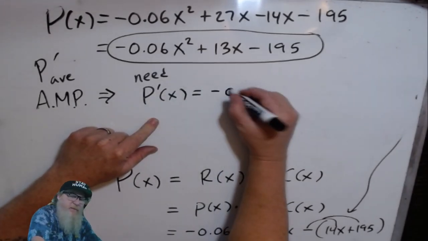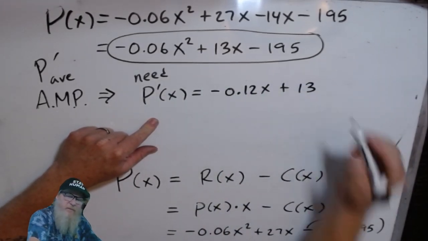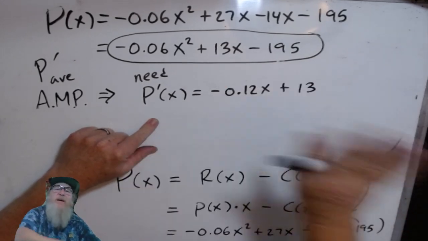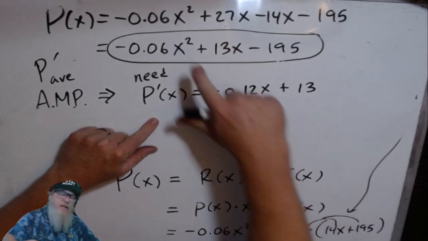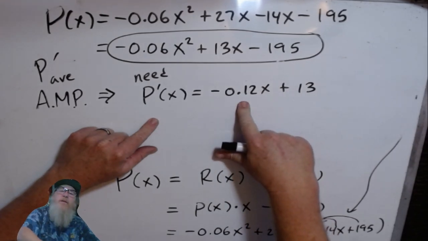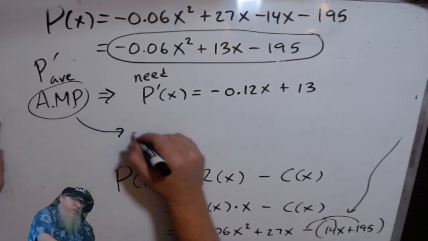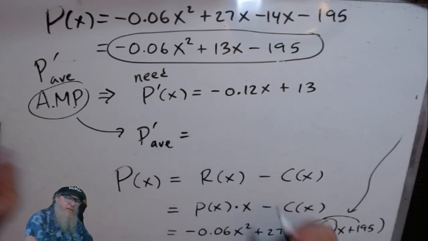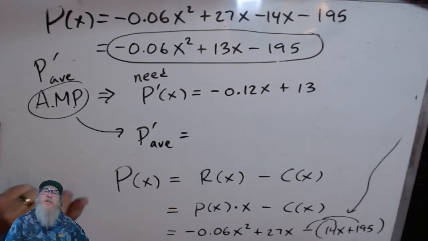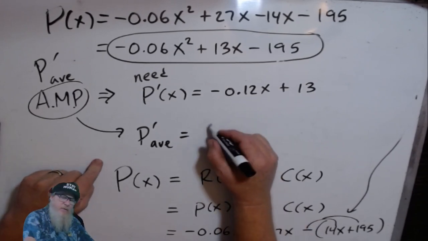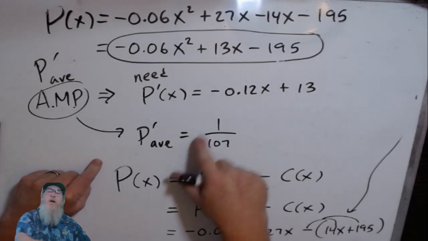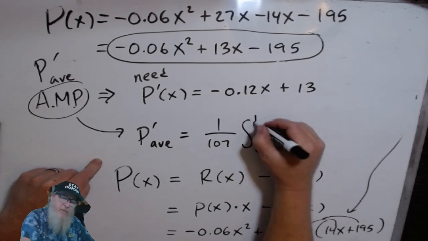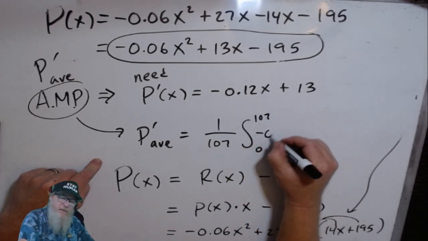So now we take the derivative. Notice the 195 goes away when you take the derivative. The derivative of negative 195 is 0. 2 times 6 hundredths is 12 hundredths, or 0.12. And now we can do the amp, or P prime av, sorry, not hat. I'll do hat later. That'll be 1 over 107 minus 0 times the integral from 0 to 107 of negative 0.12.